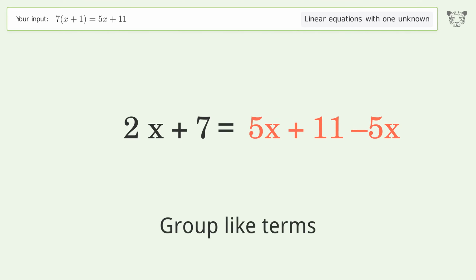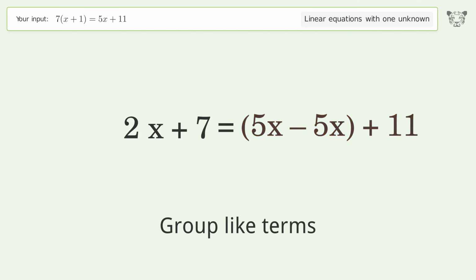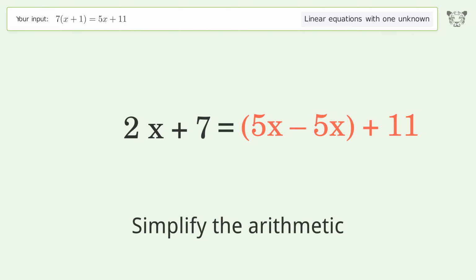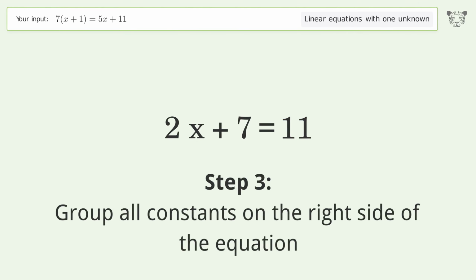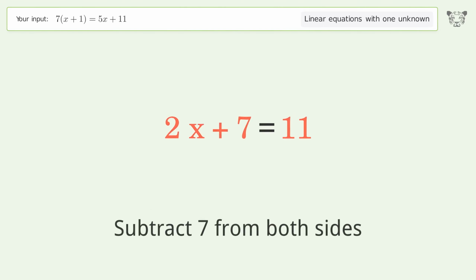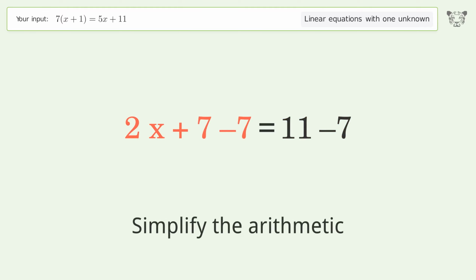Group like terms. Simplify the arithmetic. Group all constants on the right side of the equation. Subtract 7 from both sides. Simplify the arithmetic.